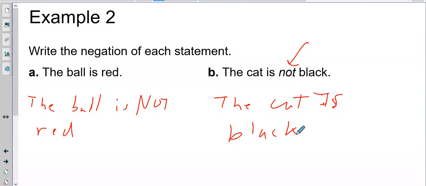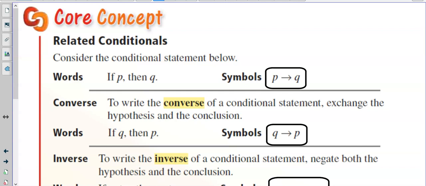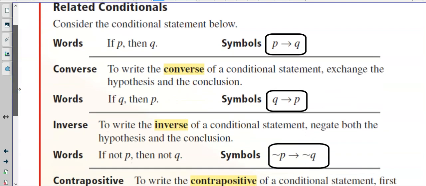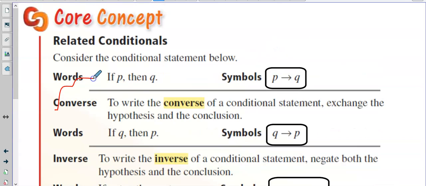If we add another not and said not, it's the same thing because they undo each other. All right, related conditionals. Consider the word conditional statement below. Words, if P, then Q. Now we have a new one called the converse. To write the converse of a conditional statement, exchange the hypothesis and conclusion. So we're basically just switching it. So instead of saying if P, then Q, we're going to say if Q, then P.